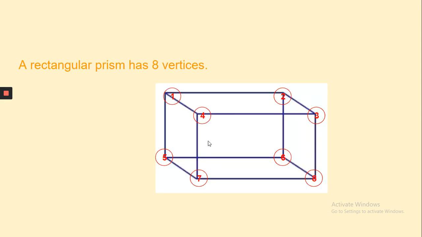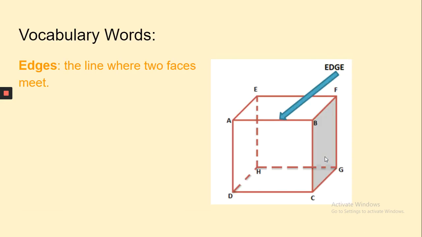So when I look here, I'm looking at my rectangular prism, and I can see that there are 8 vertices. There are 8 corners or vertices where the straight lines meet. So that is called a vertex.